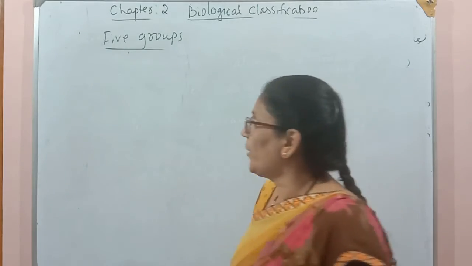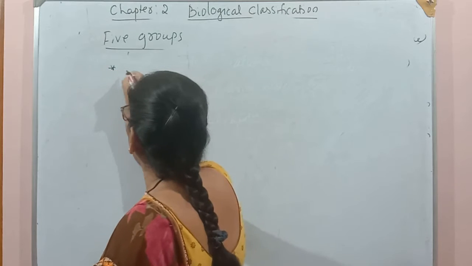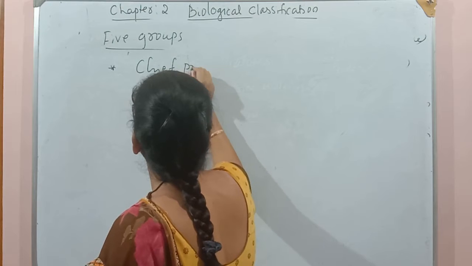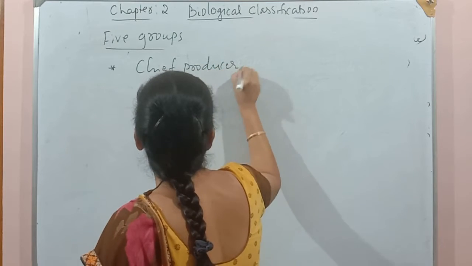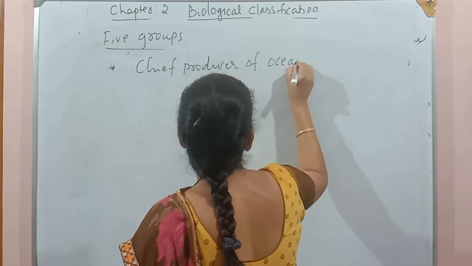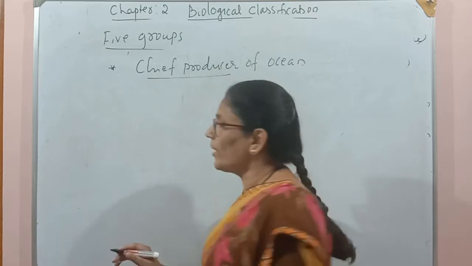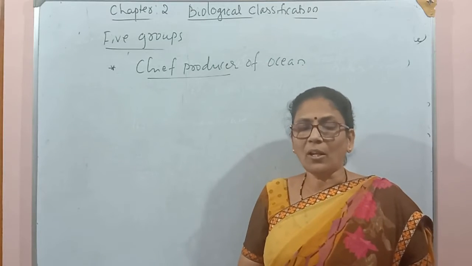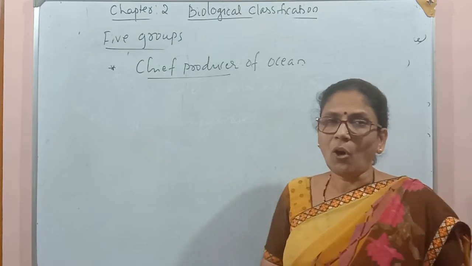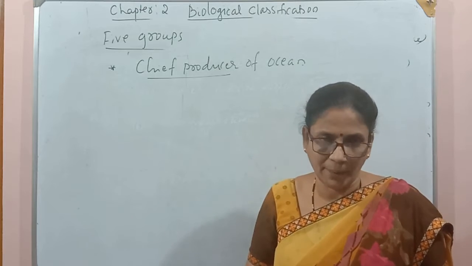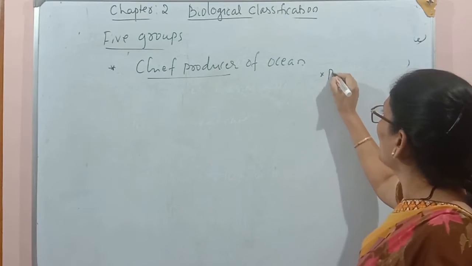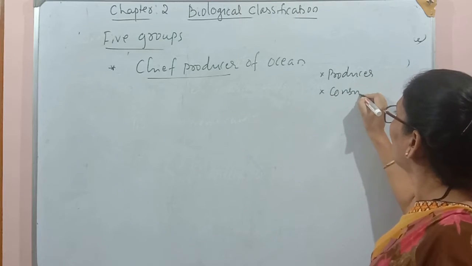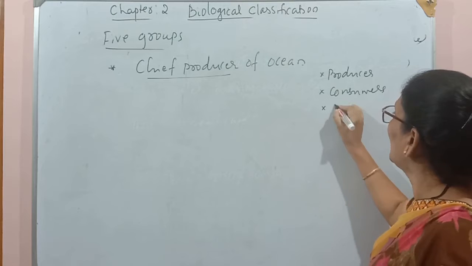The next important point of this group is that diatoms are the chief producers of the ocean. So what is the meaning of chief producer? From the ecological point of view, organisms are divided into three categories: producers, consumers and decomposers.